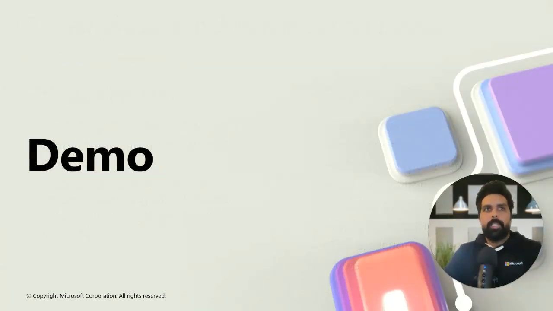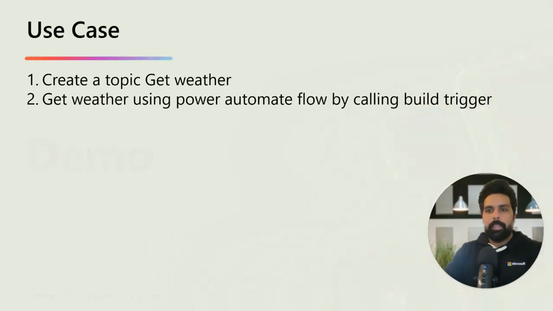So what we will do is talk about this using a demo. We will create a topic where we will be asking for the weather information, and that weather information will be retrieved through a Power Automate flow, which will use, let's say, the MSN weather trigger within Power Automate, and then return it to the Copilot Studio topic which we are creating. So now let's see in the environment how we can build it and use it.